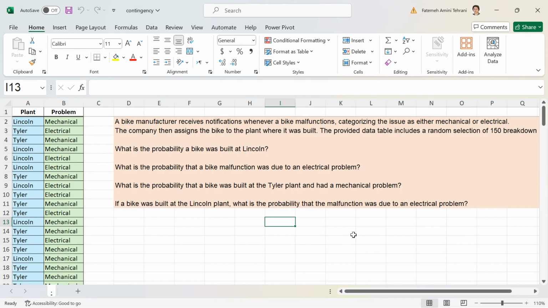In this video, I'm going to show you how to make a contingency table and a joint probability table for this question to answer the probability questions posted here.